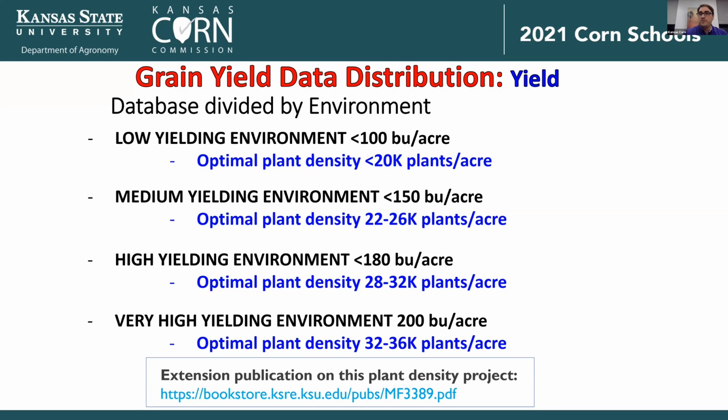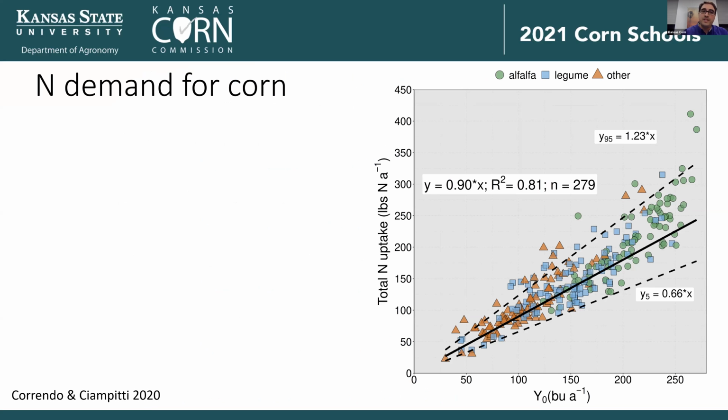And then of course, when we are moving to 200, 250, we'll show some data towards the end of the presentation about the yield contest. And then you will see that most of these numbers hold true. So we have another publication on plant density. I will leave it there. If you want to take a look, it summarizes basically all this information connected to plant density response.